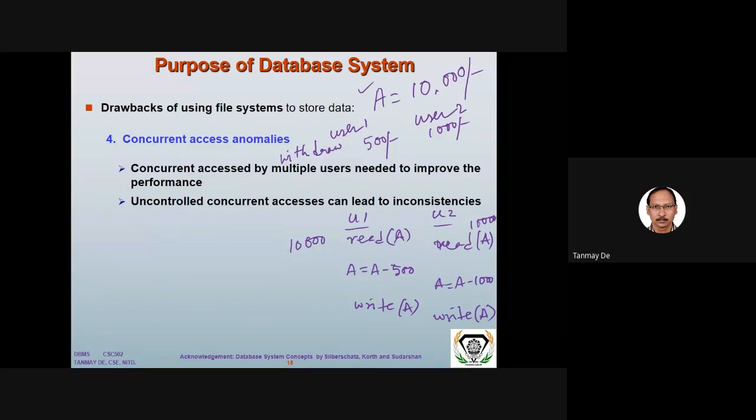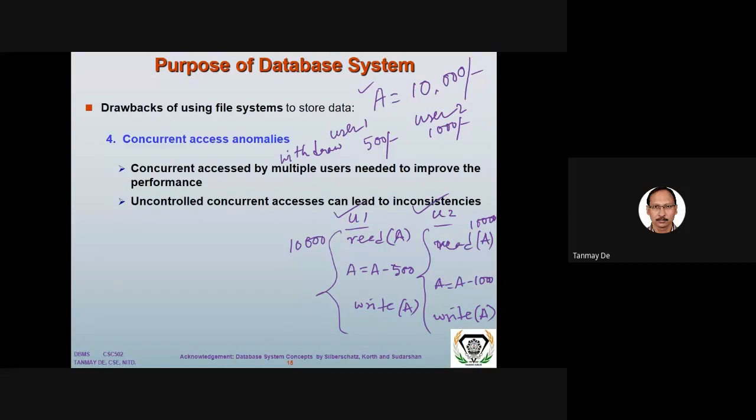Basically, we can discuss these details when we talk about the transaction and concurrency control chapter. This is one transaction. What task does it perform? It withdraws 500 rupees from account A and updates account A. And this is the other transaction. It withdraws 1,000 rupees from account A and updates accordingly. Now the question is, these two transactions for user one and user two access concurrently, that is simultaneously. So during that time, what result can you expect?